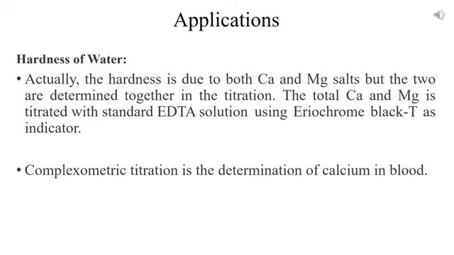Actually, the hardness is due to both calcium and magnesium salts, but the two are determined together in the titration. Total calcium and magnesium is titrated with standard EDTA solution using Eriochrome Black T as indicator. So the overall hardness of the water can be determined by EDTA titration or complexometric titration. The indicator that is used is Eriochrome Black T, which we already discussed in principle.